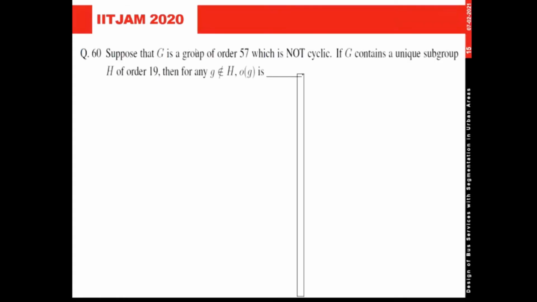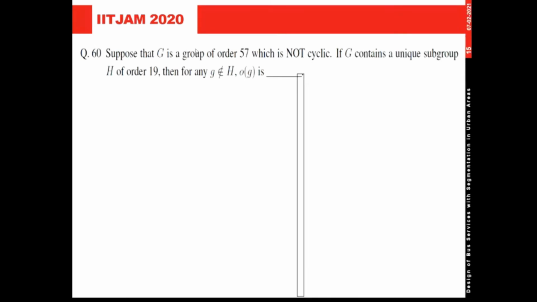This problem is a problem in group theory. Suppose G is a group of order 57. I will tell you one thing: in algebra, you have to remember a lot of results. If you remember those results, then solving those problems is very easy. If you do more and more problems in group theory or algebra, then only you can do it very fast, or you can memorize those results.